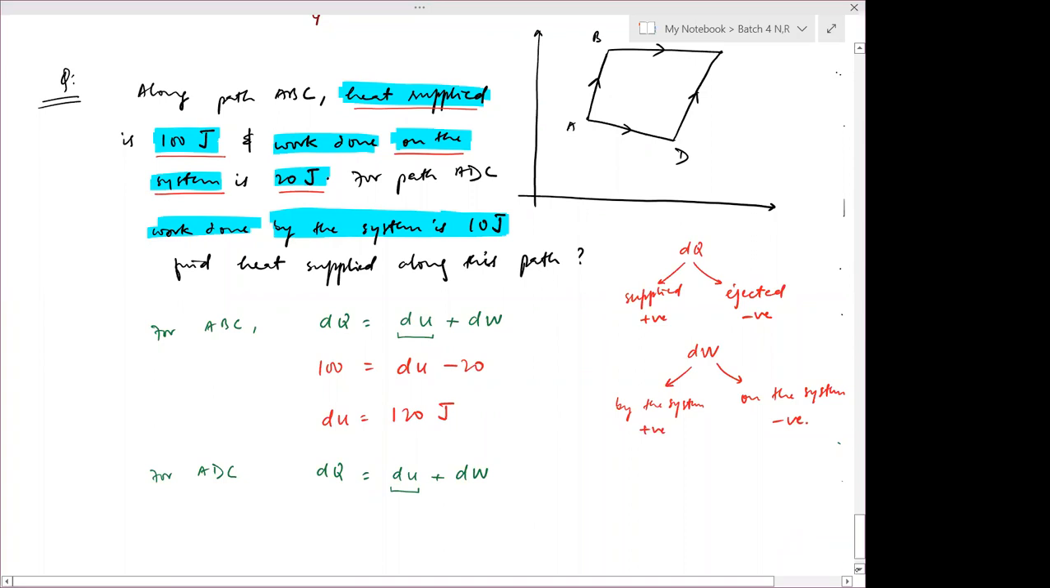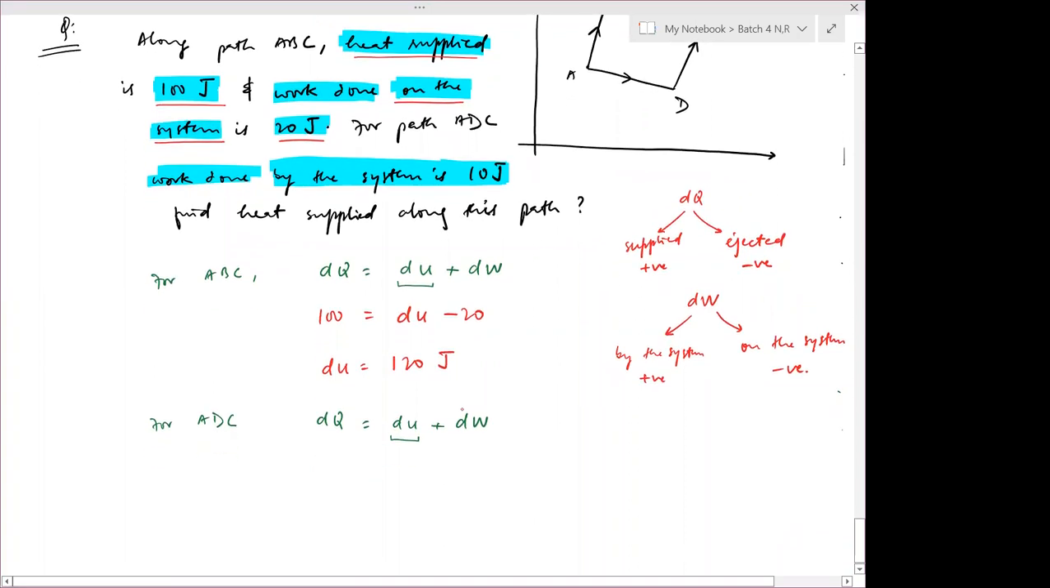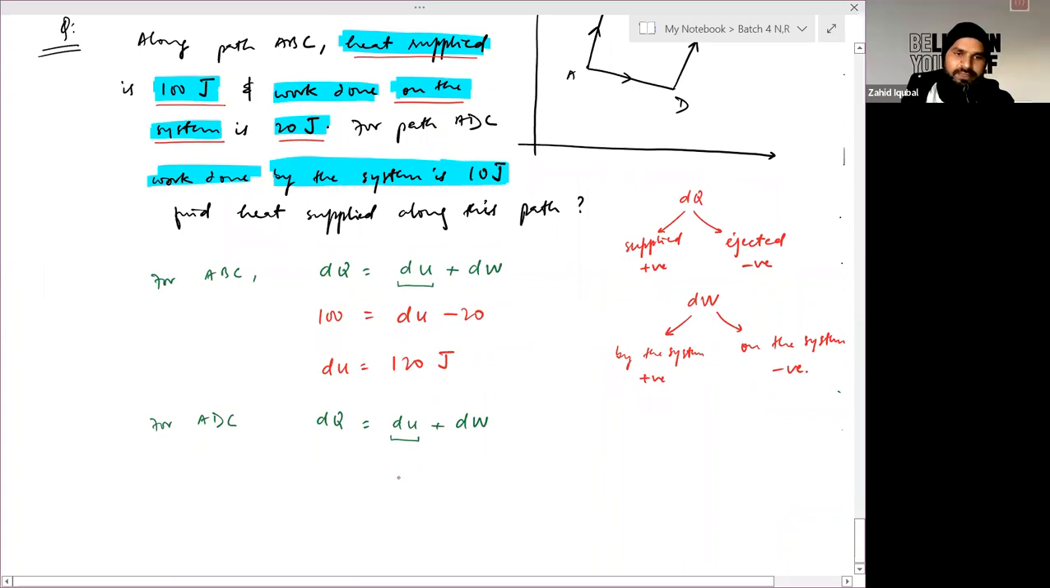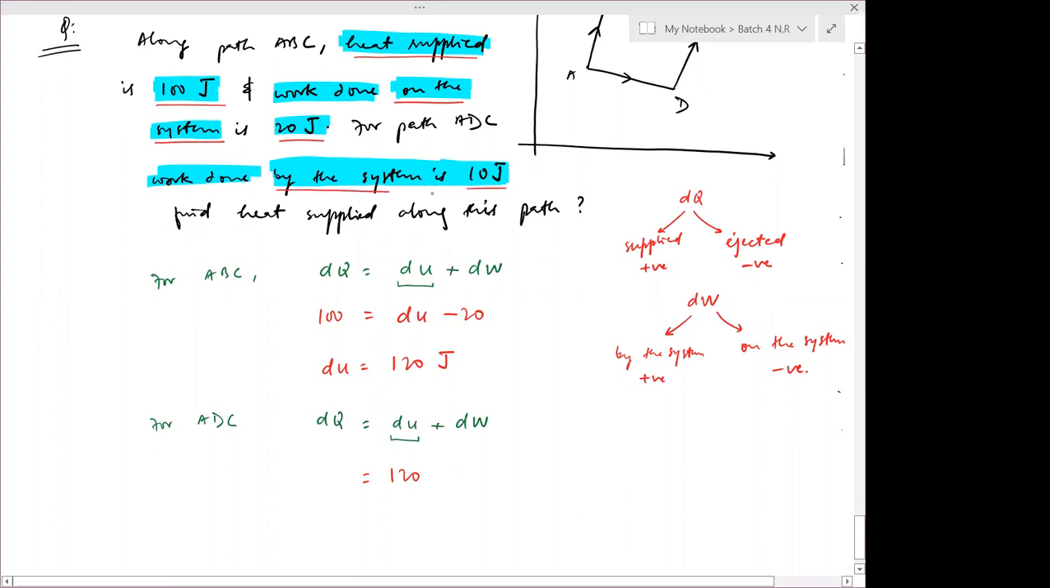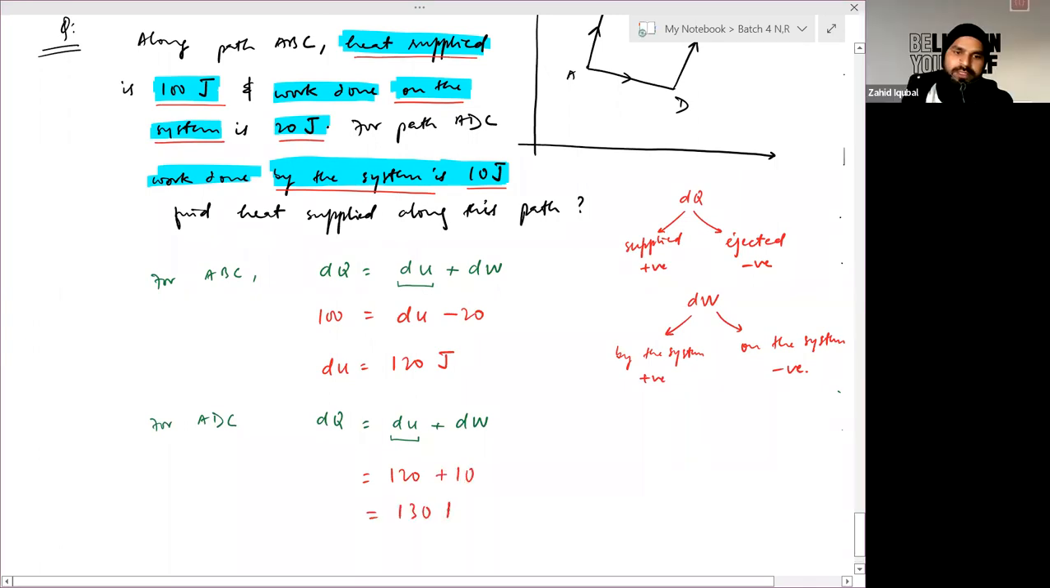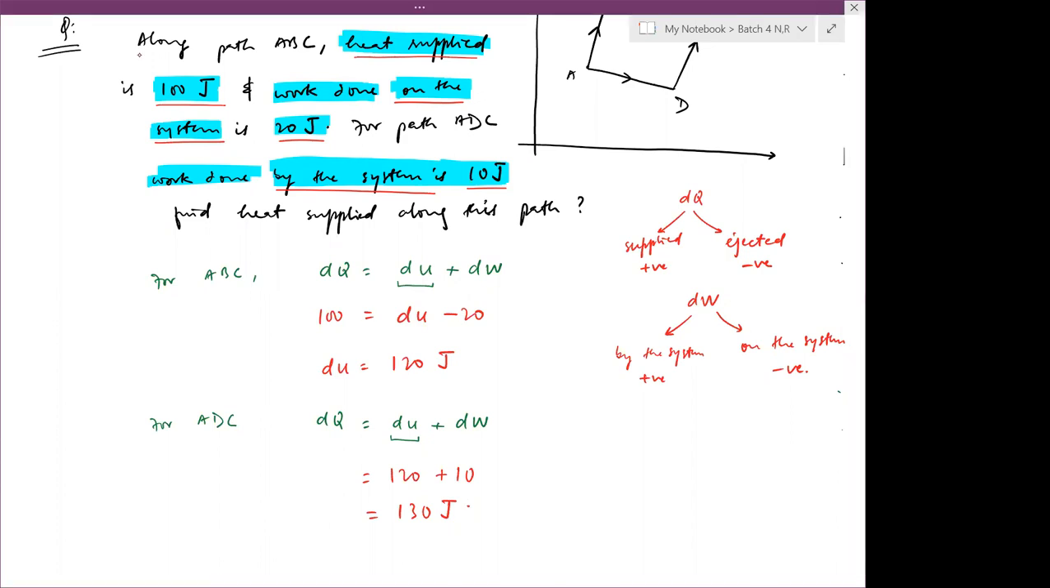Good. Now put this value in the second part. So we have du equals 120. And what will the work done be, positive or negative? Positive. Good. So in total, you'll get 130 joule. Minashi, is it clear? Yes, sir. Raza, any doubt? No, sir.